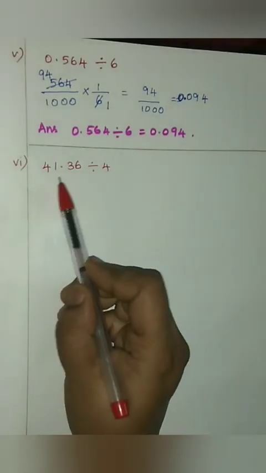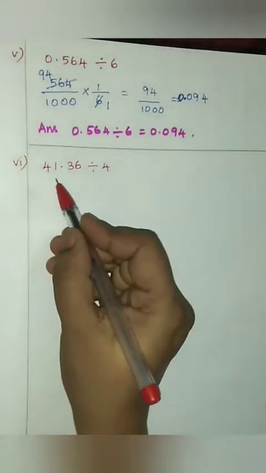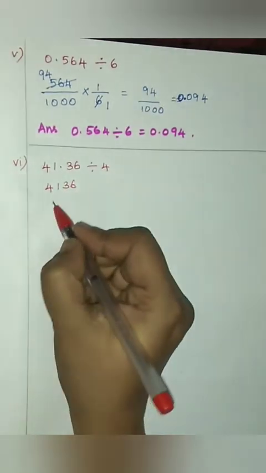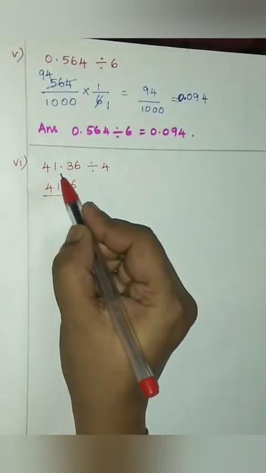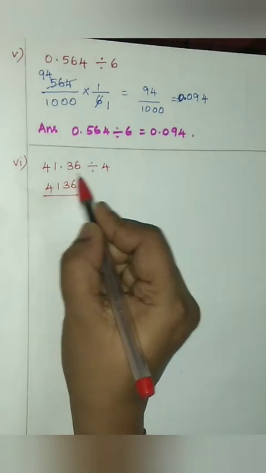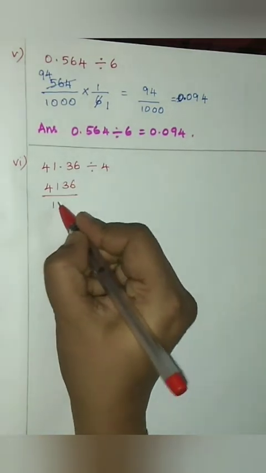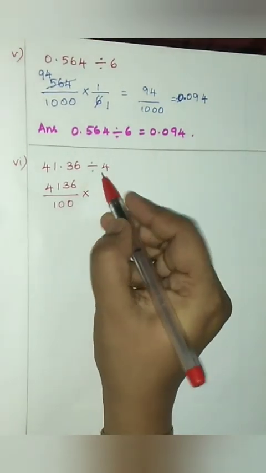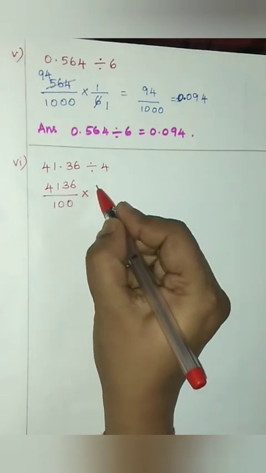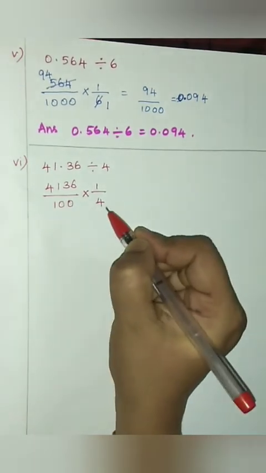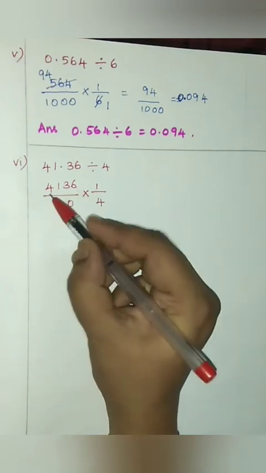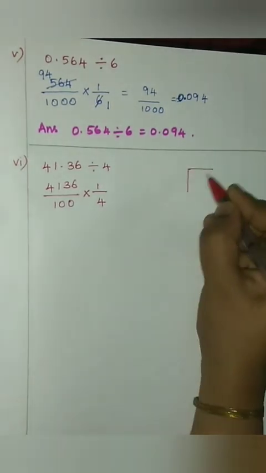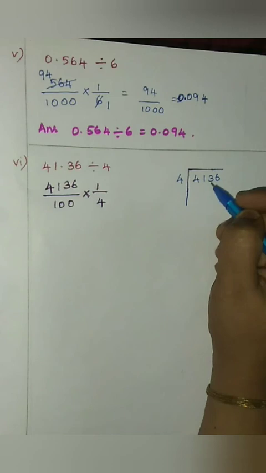Sixth subdivision, 41.36 divided by 4. First change this decimal number to a fraction. So write the number without the decimal point in the numerator. In the denominator, what are you going to write? Since we have 2 decimal places, we have to write 100 in the denominator place. Change the sign, division into multiplication, and write the reciprocal of the second number. The reciprocal of 4 is 1 by 4. Now using the 4 table, cancel 4136. If you find it difficult, better you divide and find the answer.